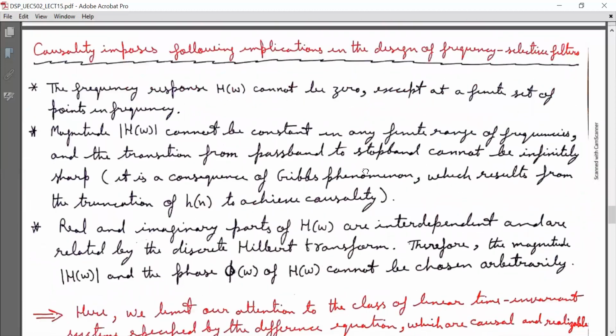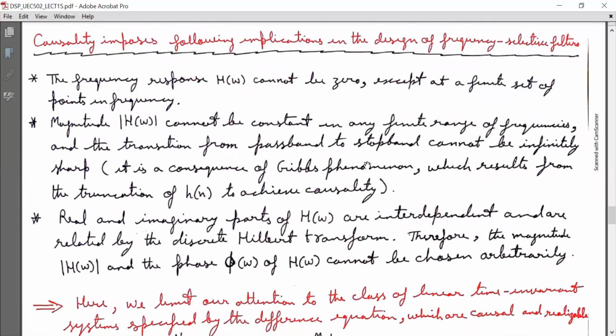Causality imposes the following implications in the design of frequency selective filters. The frequency response H(ω) cannot be 0 except at a finite set of points in frequency. I repeat once more, the frequency response H(ω) cannot be 0 except at a finite set of points in frequency. The magnitude |H(ω)| cannot be constant in any finite range of frequencies, and the transition from passband to stopband cannot be infinitely sharp.